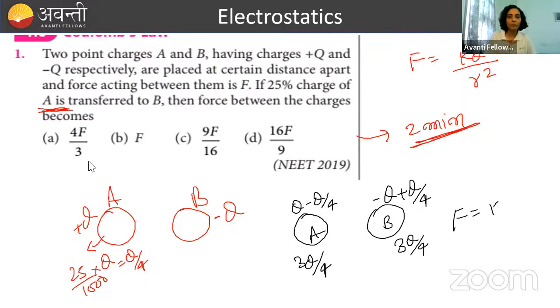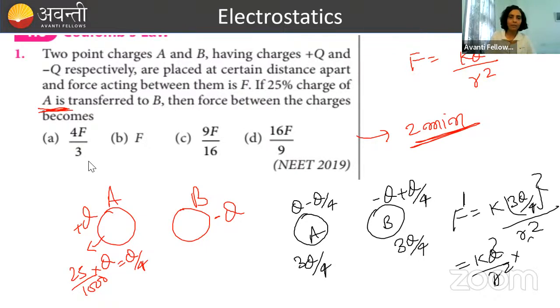Now the new force will be K into 3Q by 4 whole square divided by R square. So this is equal to F dash. This is KQ square by R square into 9 by 16. And KQ square by R square is equal to F. So this is equal to 9F by 16. Okay? So this is 9F by 16.